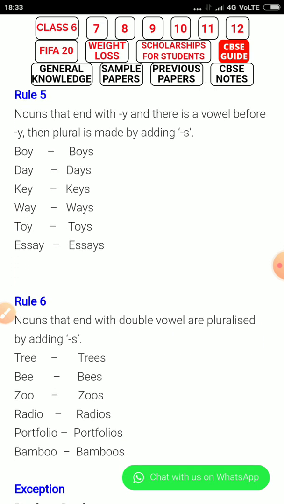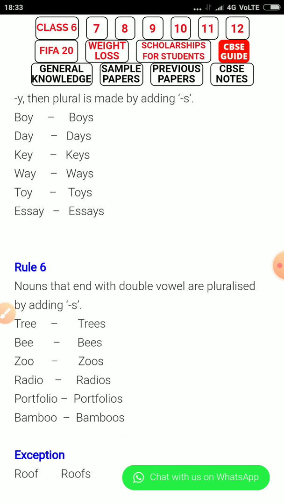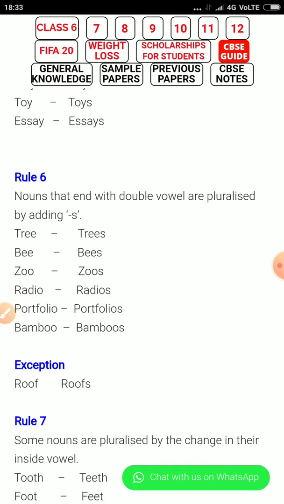Now rule number 6: nouns that end with a double vowel are pluralized by adding s. Tree, trees. Bee, bees. Zoo, zoos. Radio, radios. Portfolio, portfolios. Bamboo, bamboos. Exception: rope, ropes.